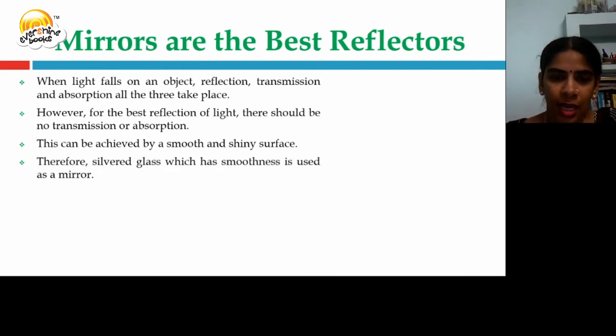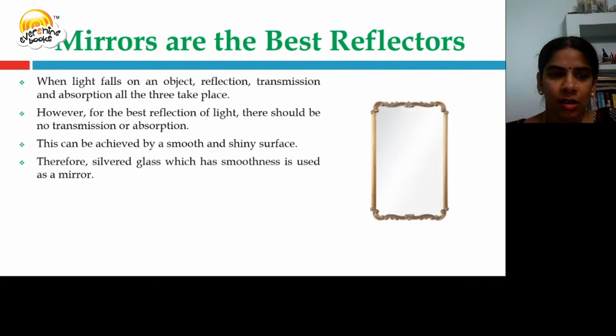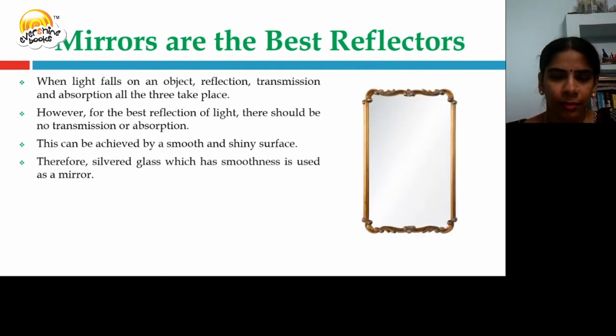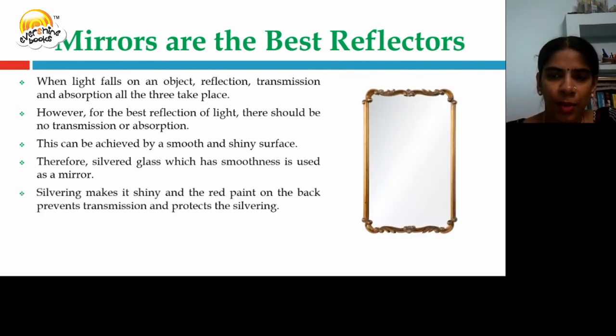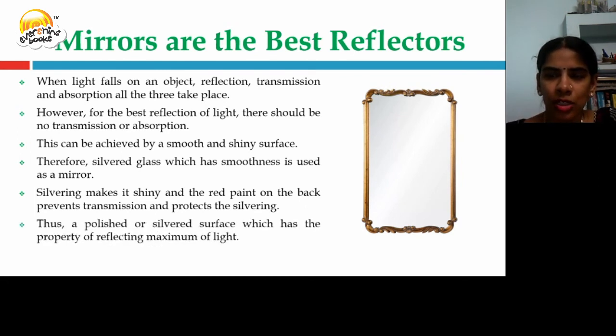So silvered glass, which has smoothness, is used as a mirror. Silvering makes it shine, and the red paint on the back prevents transmission and protects the silvering. Thus, a polished or silvered surface has the property of reflecting maximum light. So we say mirrors are the best reflectors. It gives the best reflection as no transmission or absorption of light takes place.